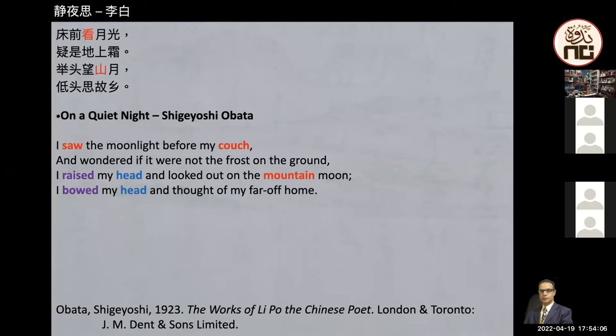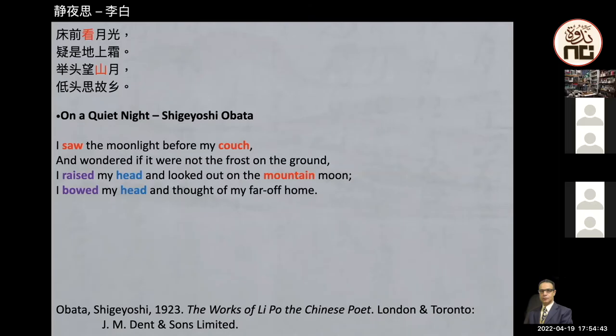So, of course, in the Chinese poem, it has this parallel, Qi-tou and Ti-tou, in meanings, of course, Qi and Ti. This is antithesis, the opposite meanings, but the lines have parallelism. Qi-tou and Ti-tou, this is parallelism. So in English also, Obata tried to keep this parallelism. I raised my head, I bowed my head. This parallelism, he tried to keep it.